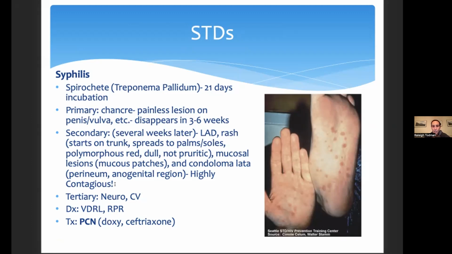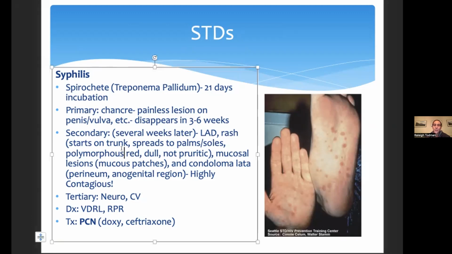is very contagious. There's lymphadenopathy, and then there's a rash that starts on the trunk, again a specific evolution of rash, and spreads out. It can be on the palms and soles, as you see, is red and dull, and is not pruritic. And then there could be mucosal lesions associated with this as well. Another skin manifestation of secondary syphilis can be condyloma lata, which are warty, flat, white lesions on the perineum. And this is all highly contagious.